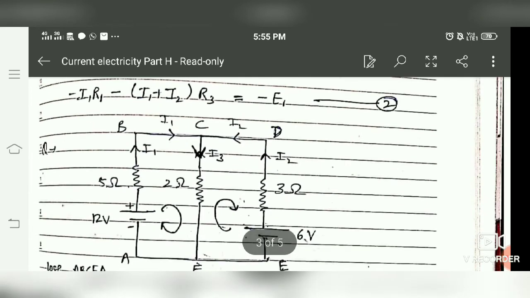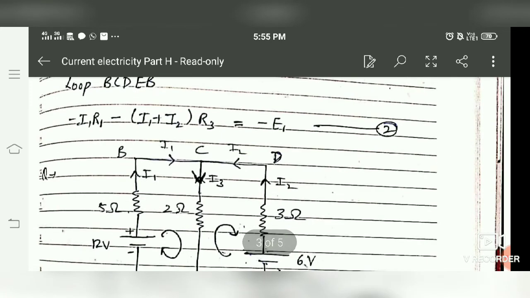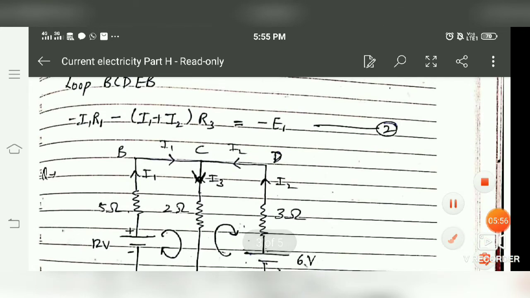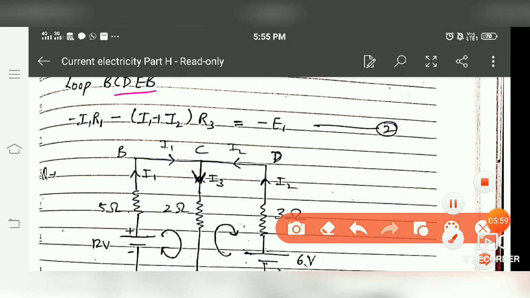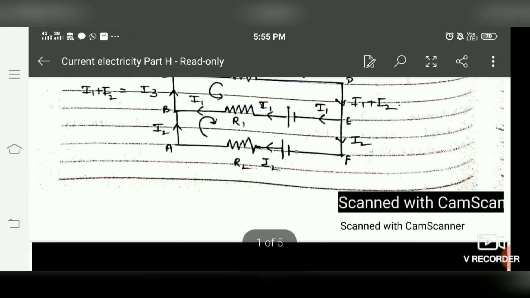Similarly, if we move to the next loop, that is BCDEB, in that case we get minus I1 R1 equals minus (I1 plus I2) R3 minus E1, if we have taken this loop.